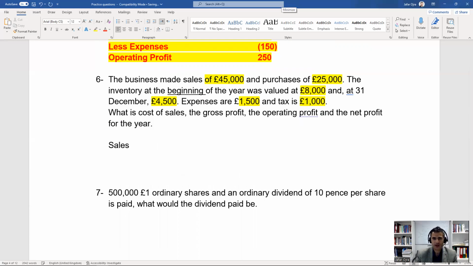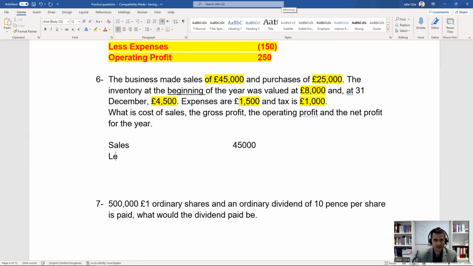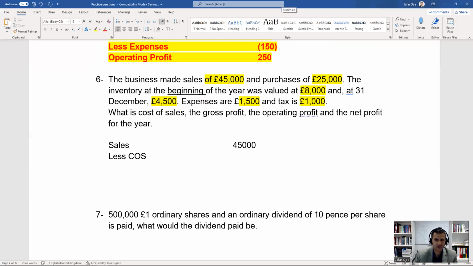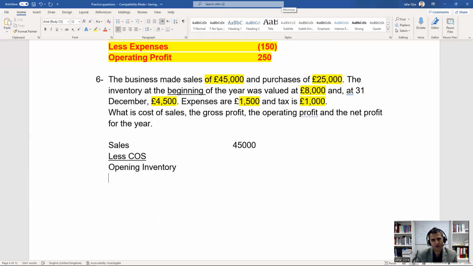Right now, you need to be quicker with me. So sales, how much sales is already in the question? 45,000 pounds. Nice. Less cost of sales. Again, you should be able to know the formula for cost of sales. Opening inventory plus purchases minus what? Minus closing inventory.